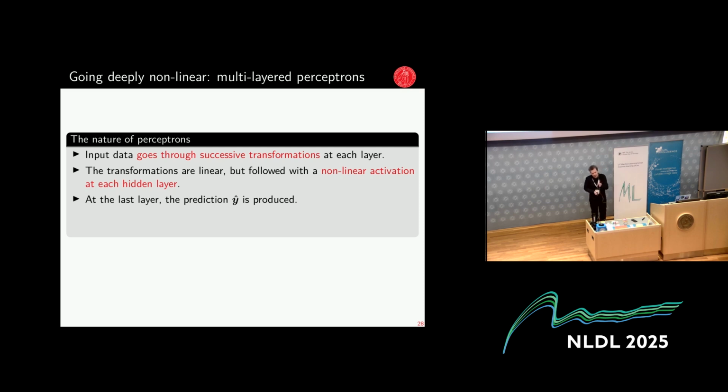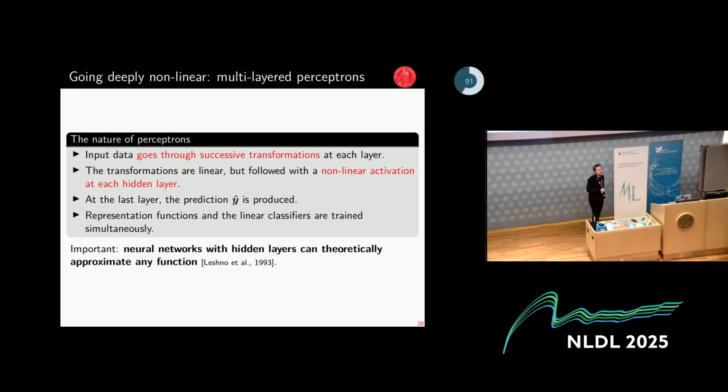And at the last layer, we are producing the prediction, as in the case with the linear models, right? And all of this is trained end-to-end, trained simultaneously, right? So the representation functions and the classifiers themselves. And it was shown a long time ago that such functions, neural networks with hidden layers, in theory, can approximate any function. So they are universal approximators.